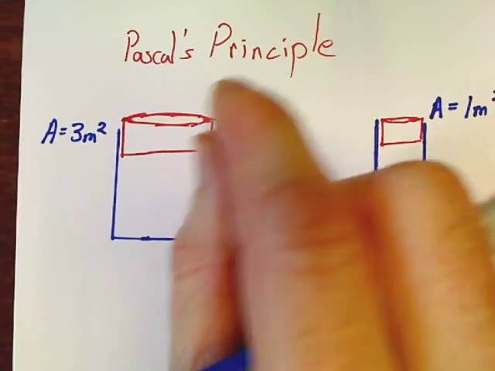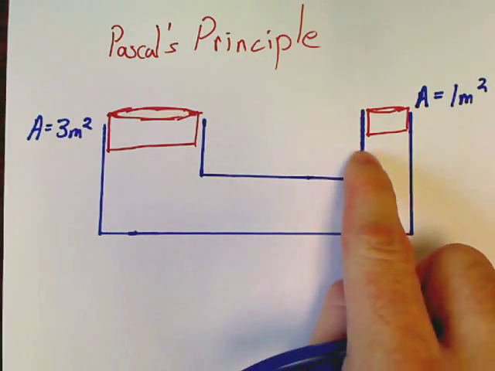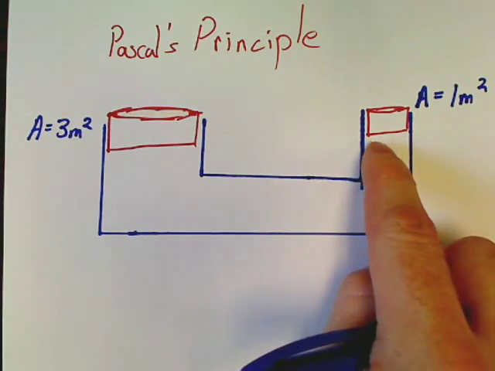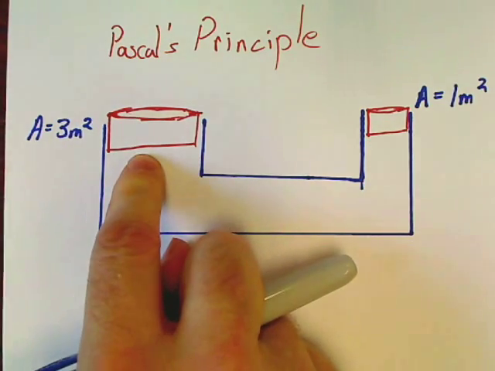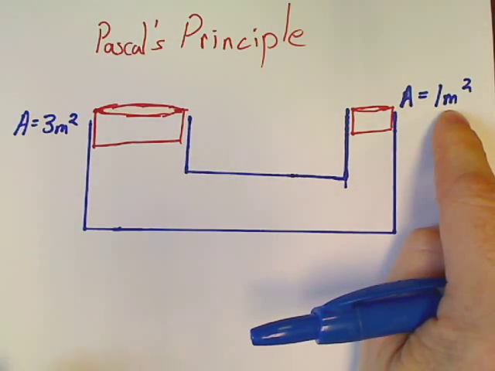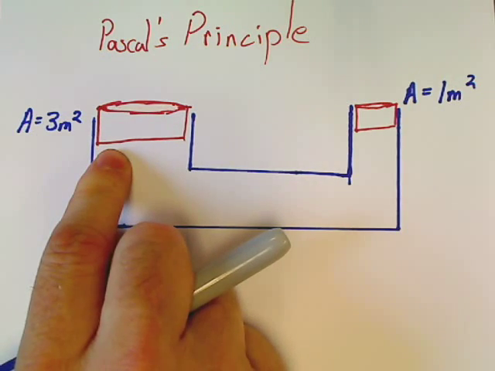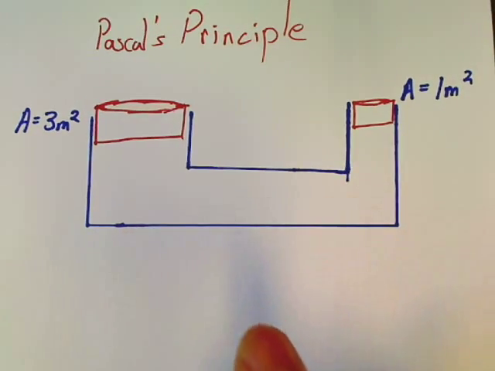Pascal's principle. The most basic problem looks like this. You've got two cylinders, two round cylinders here. One small one, one large round cylinder. The cylinder on the left has an area of 1 meter square. The cylinder on the right has an area of 3 meters square. And to some degree, this should almost make common sense.